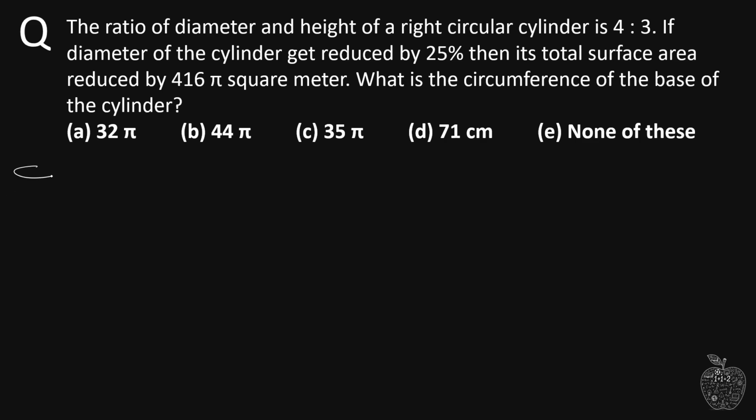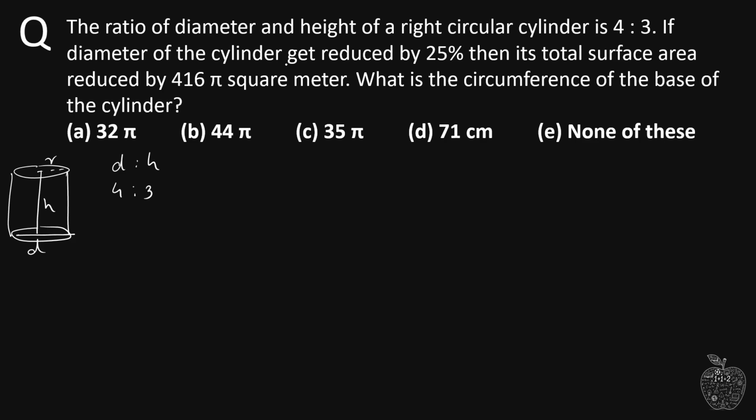Alright, so now there is this cylinder, and this is the height of the cylinder, and this is the radius, and this is the diameter. We are given that the ratio of diameter and height of a cylinder is 4:3. So the ratio of diameter to height is 4:3.